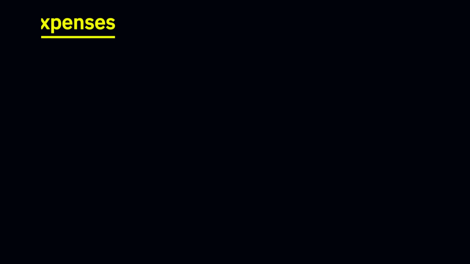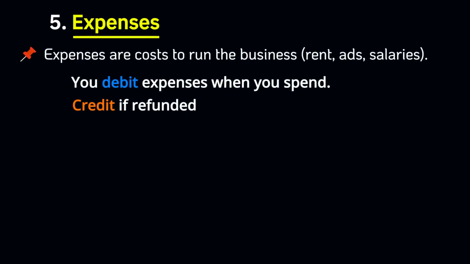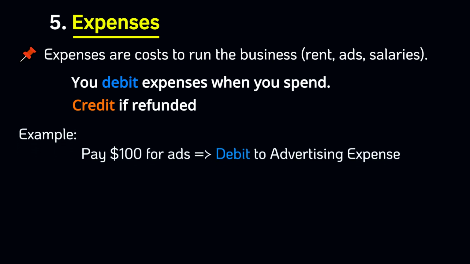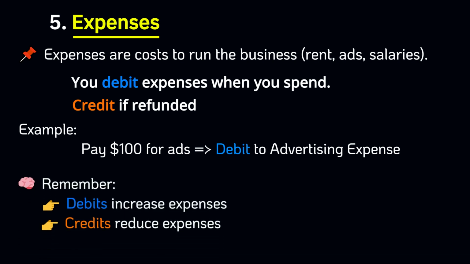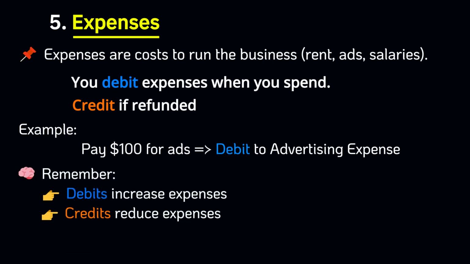And finally, expenses. Whenever the business spends money on something like rent, salaries, or ads, that's an expense and you always debit it. If you get a refund or reduce the cost, you credit the expense. For example, if you pay $100 for advertising, that's a debit to advertising expense. So, debits increase expenses and credits reduce them.